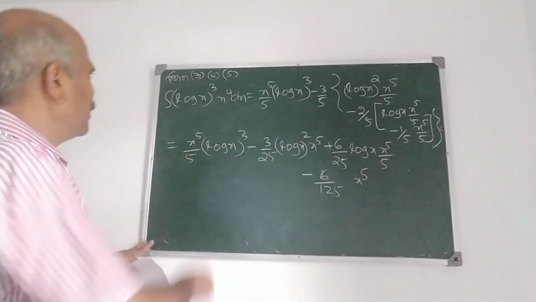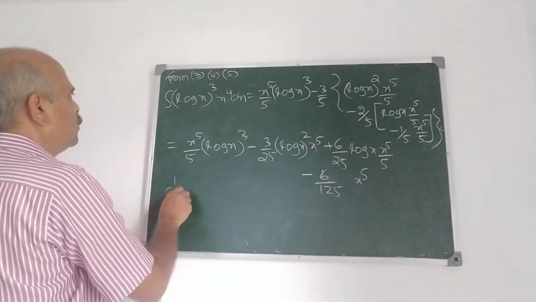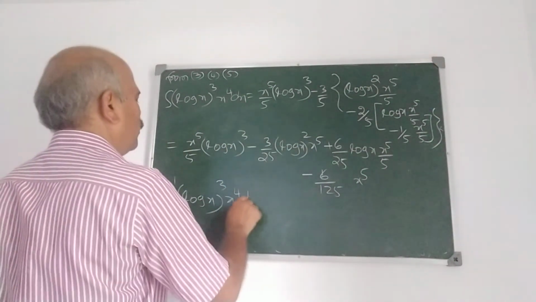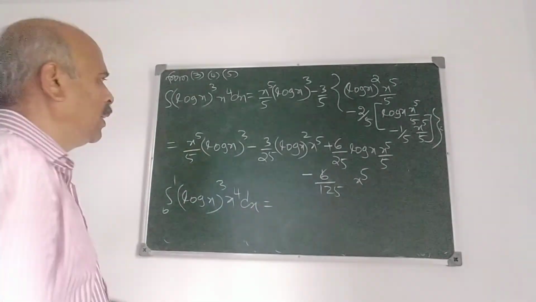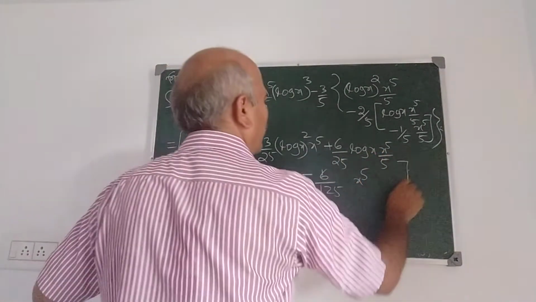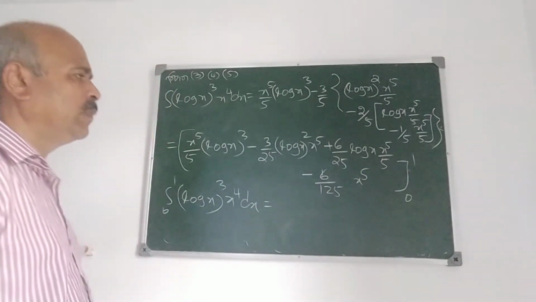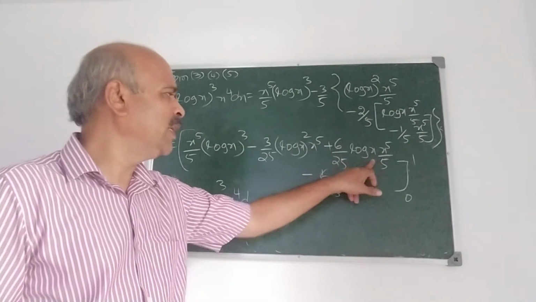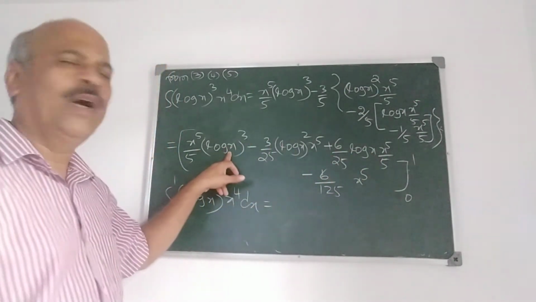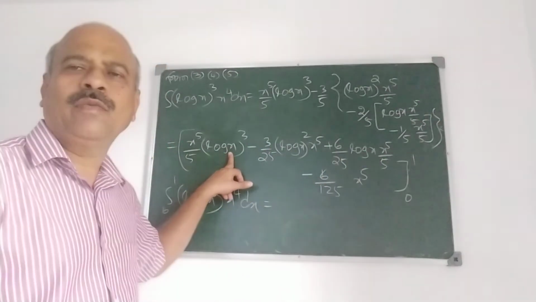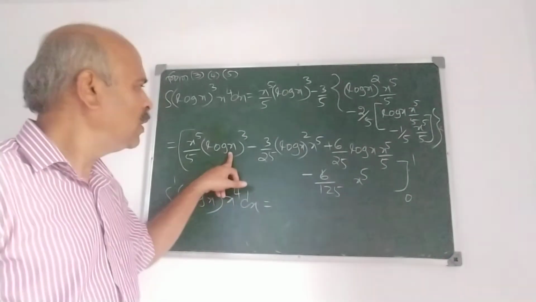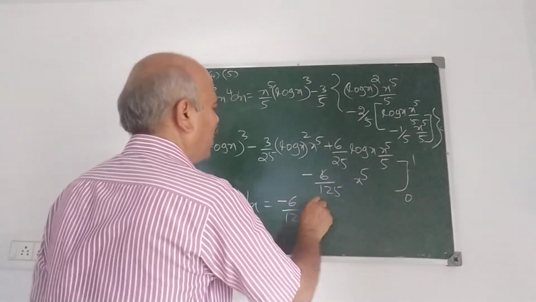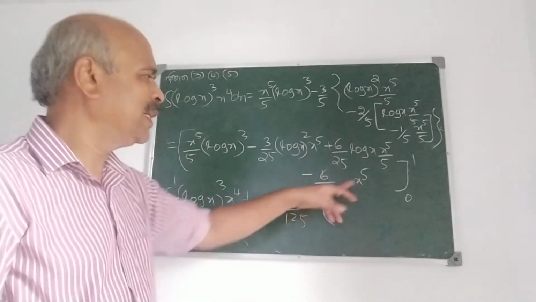What is this? This is indefinite integral. Therefore 0 to 1 log of x raised to 3 x raised to 4 dx is, now you have to take from 0 to 1. Now the important thing is log 1 is 0. Therefore if you substitute 1 as upper limit, you know how to take definite value, since log 1 is 0, you get minus 6 by 125 minus value of this when x is 0.